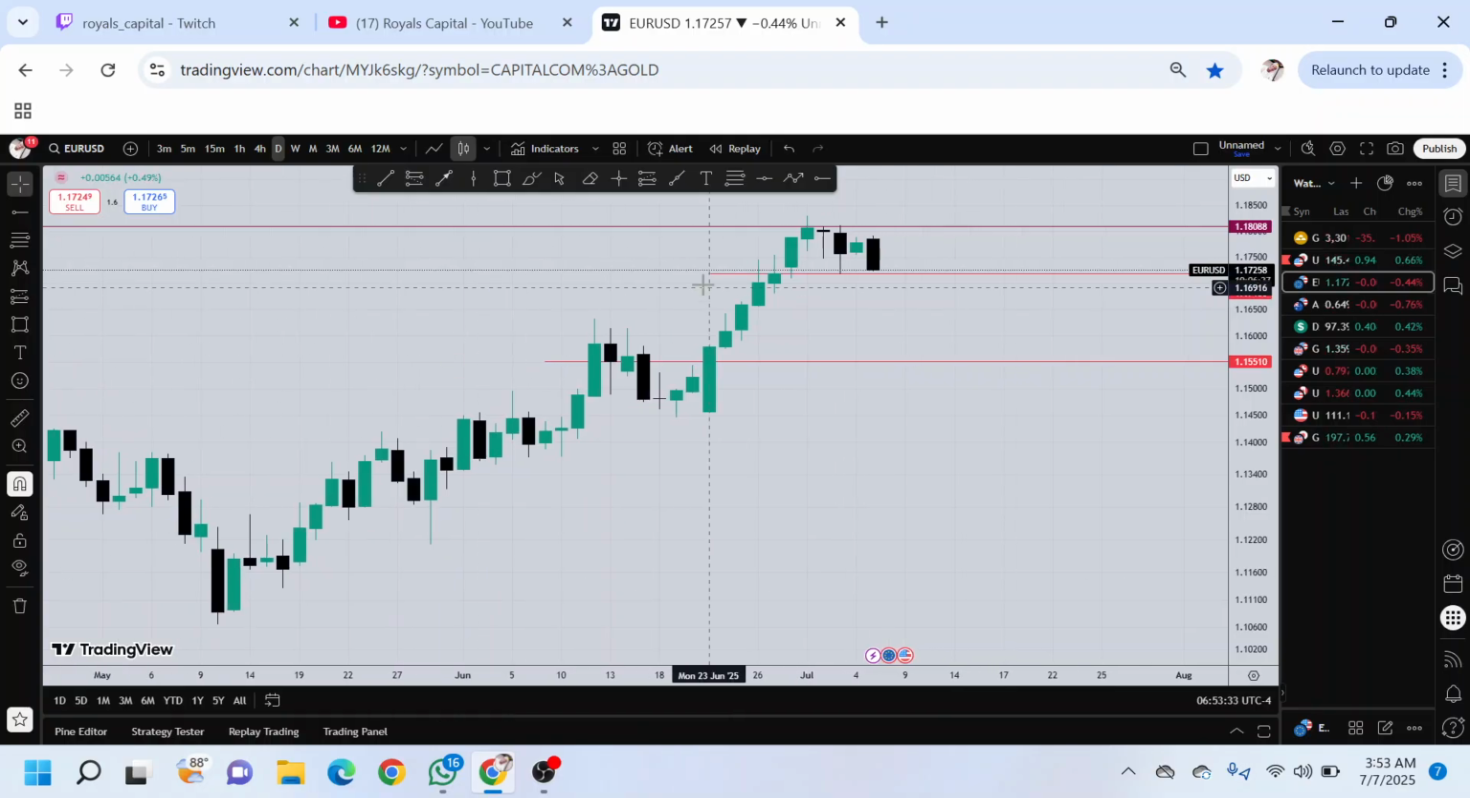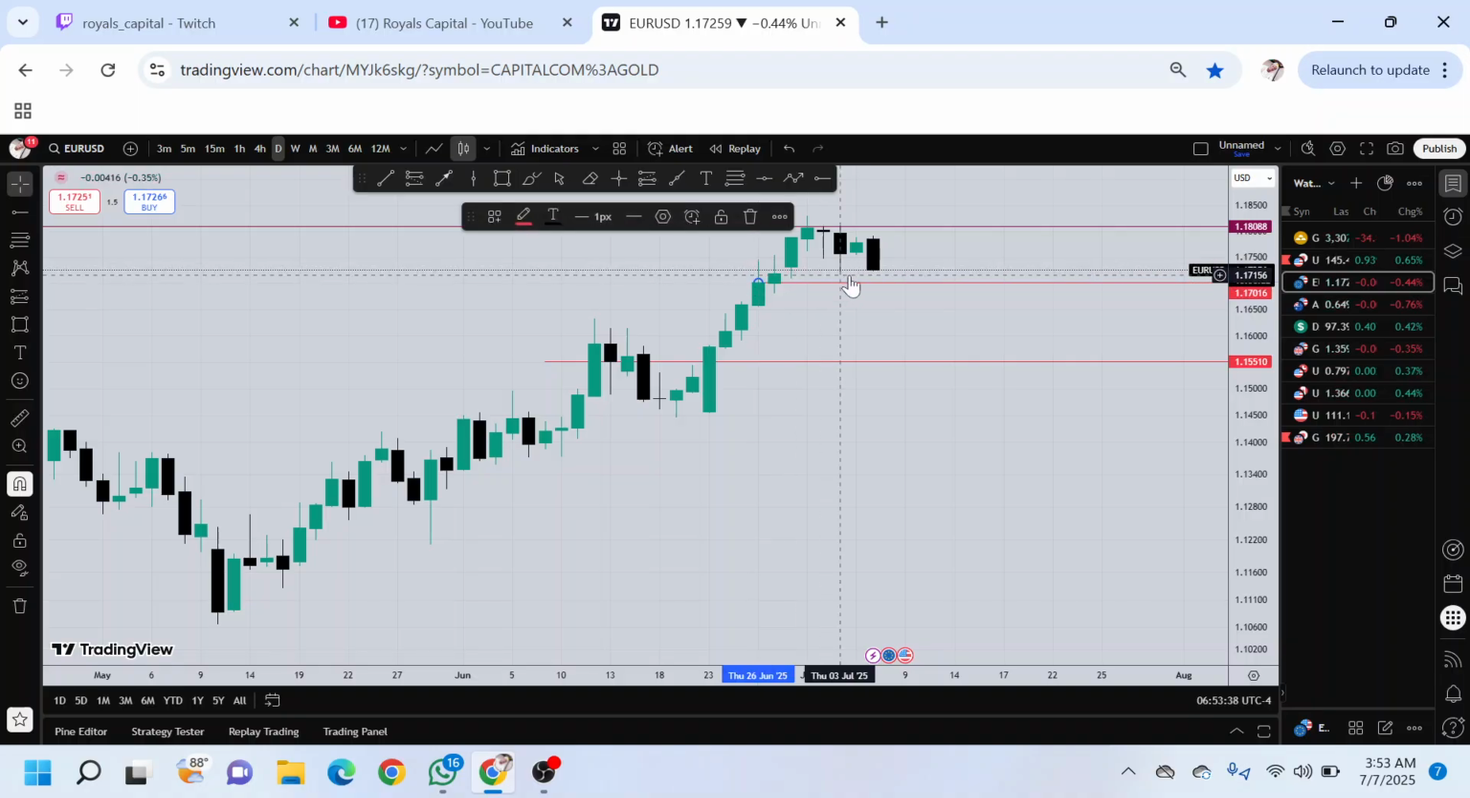I can refine this level down to this level so that we're going to take out this low here. Then I can refine this level too. I don't want to take it as far down there because EU is not very volatile. It's more like a stable pair. So if you over refine it, you might miss out on some moves.